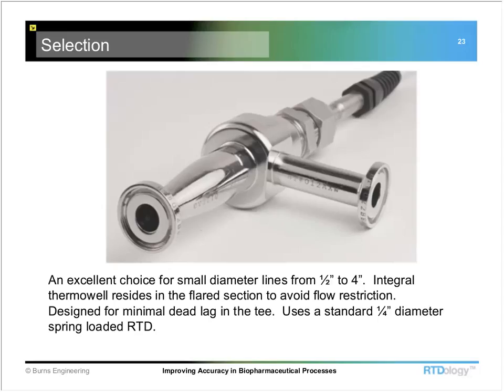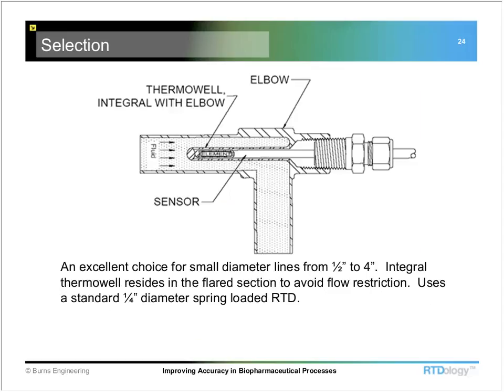Okay, thanks, Jeff. So this assembly here is one of my favorite ways to overcome this immersion problem in small diameter lines. It's called an elbow thermal well, or it goes by a few other names too, but anywhere from half an inch to 4 inch lines we can do something like this. There's a small thermal well inside of this device. We've got a little cutaway that shows how this is set up.